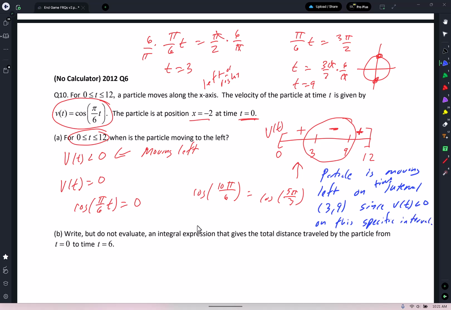And there it is, guys. That's full credit. Particle is moving left on time interval 3 to 9, since velocity is negative on this specific interval. Done. Cool? Don't worry, guys. We're almost done.